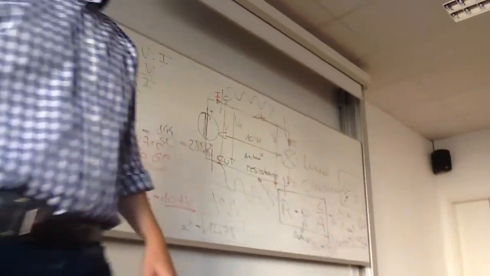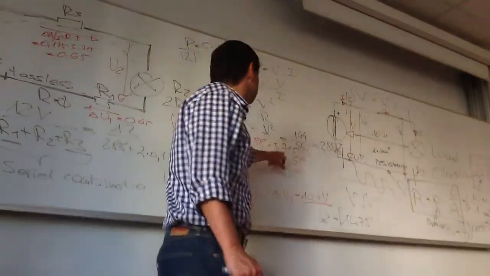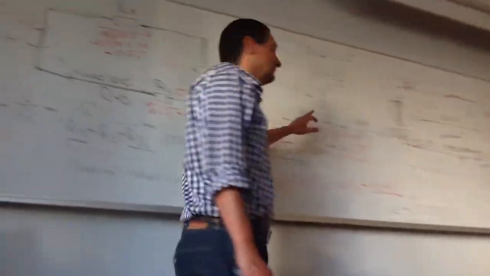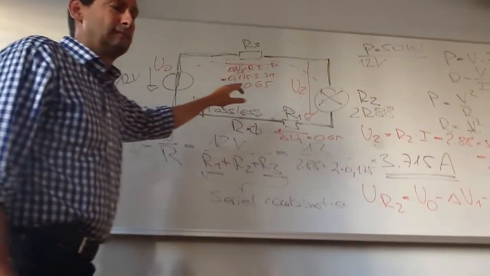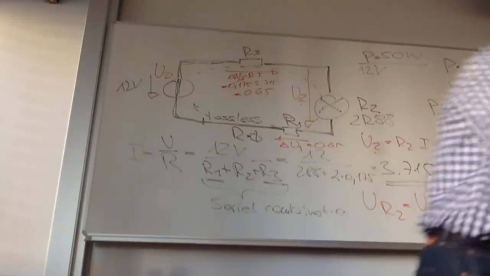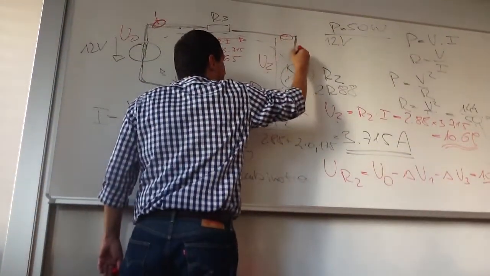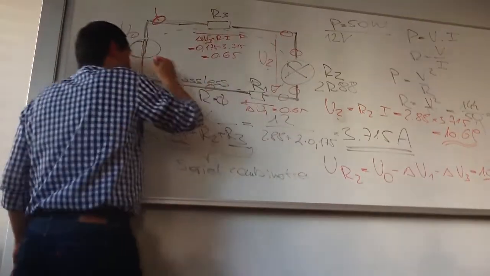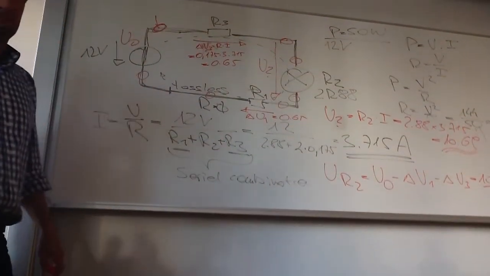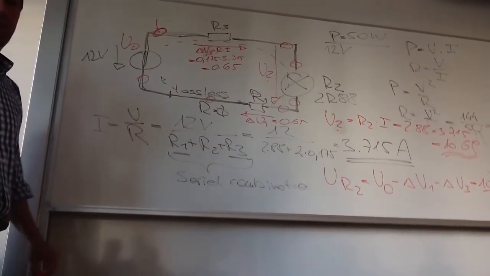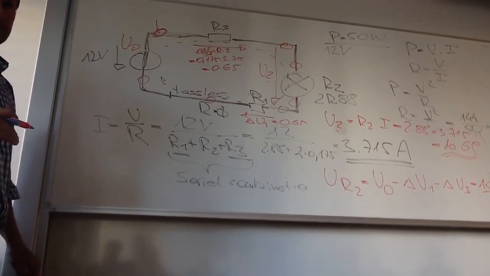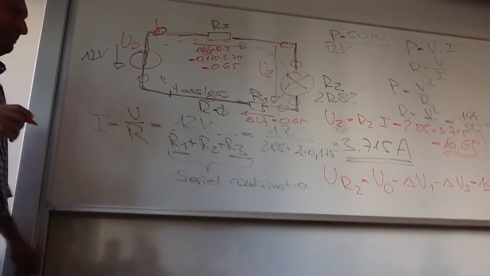So if we are going to put the current 3.715 in the diagram, where are we to put it? That's the easy point. The current is everywhere the same. If you measure here, or here, or here, it's the same everywhere. You always will measure 3.715. This we can also do in the lab.